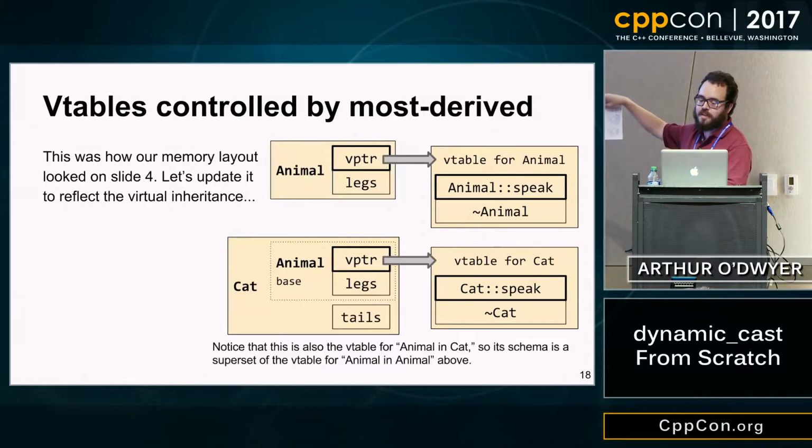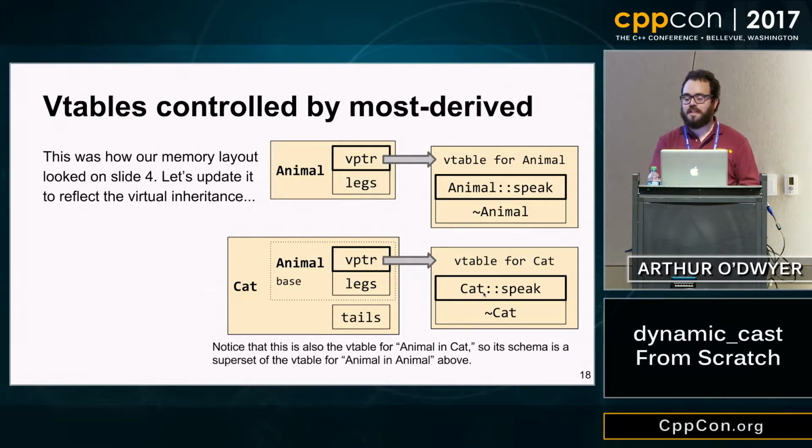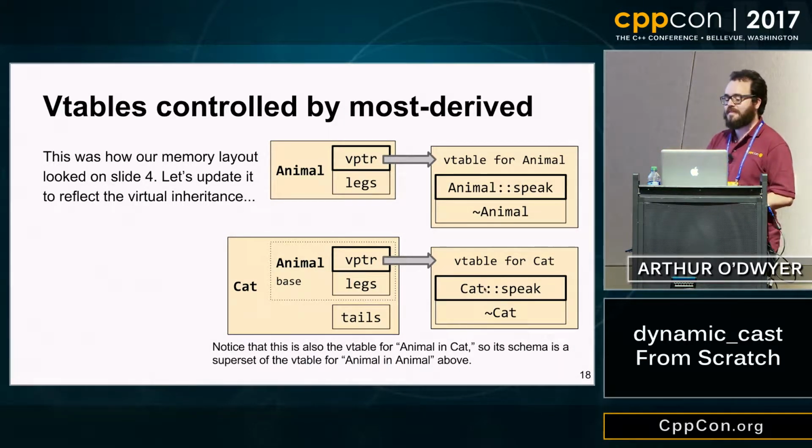When we have non-virtual inheritance, we can somehow get away with only one vptr, and it points only to one vtable. Specifically, why does speak have to be listed in both? Well, in this case, this up here is a base animal, and that's speak. And here we have a cat that also is an animal. And so it physically looks like an animal, but it actually speaks like a cat.